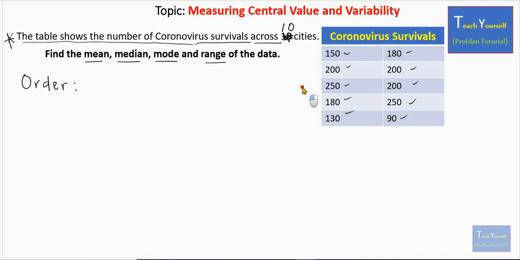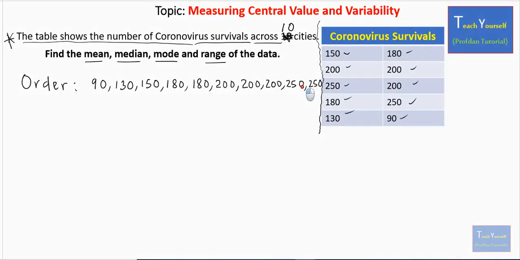lowest to the highest. This is going to save you a lot of time and it's going to help you. We have 90 as the lowest number of survivors, and we have 250 as the highest number of survivors. So remember to always order your data values. So this is it. Okay, so now let's go to the calculation.